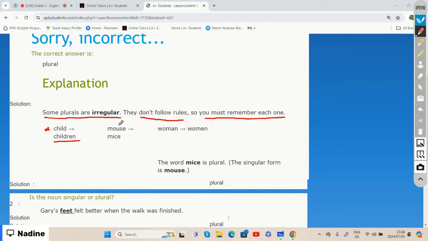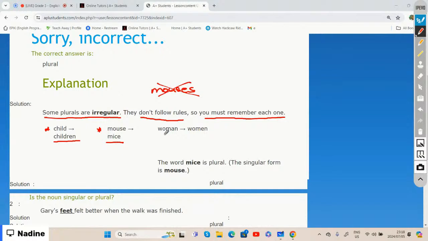Look at the word mouse. We're referring to one mouse, one mouse that has been biting holes in the things. One mouse. But if we want to make mention of more than one, then we don't say mouses, right? We don't say mouses because that is incorrect. So it changes from one mouse to more than one mice. One mouse, more than one mice, right?